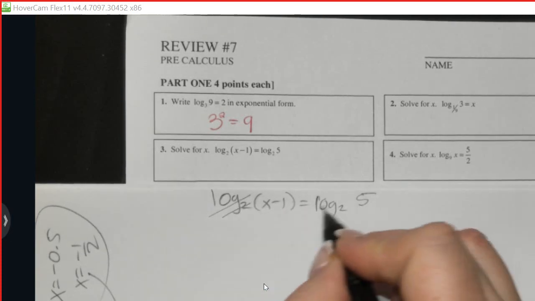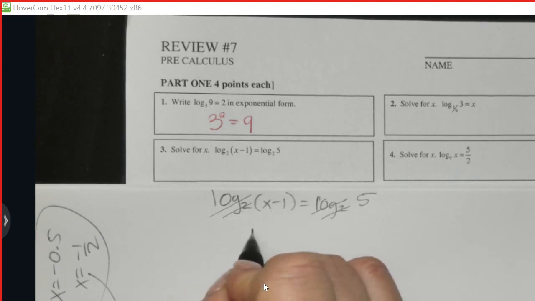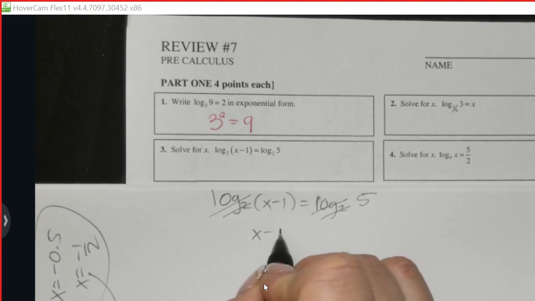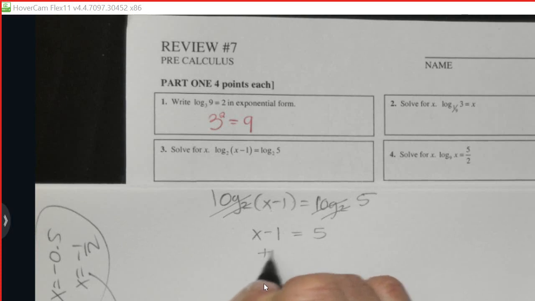When this occurs, the shortcut is we get to cancel out the log base. It doesn't have to be log base 2. These just have to be the same bases. It can be log base e, log base 10, log base 25. I bring down what was directly behind, in this case log base 2, and I have x minus 1 equals 5, and now I solve. X equals 6. But then you have to check for extraneous solutions.